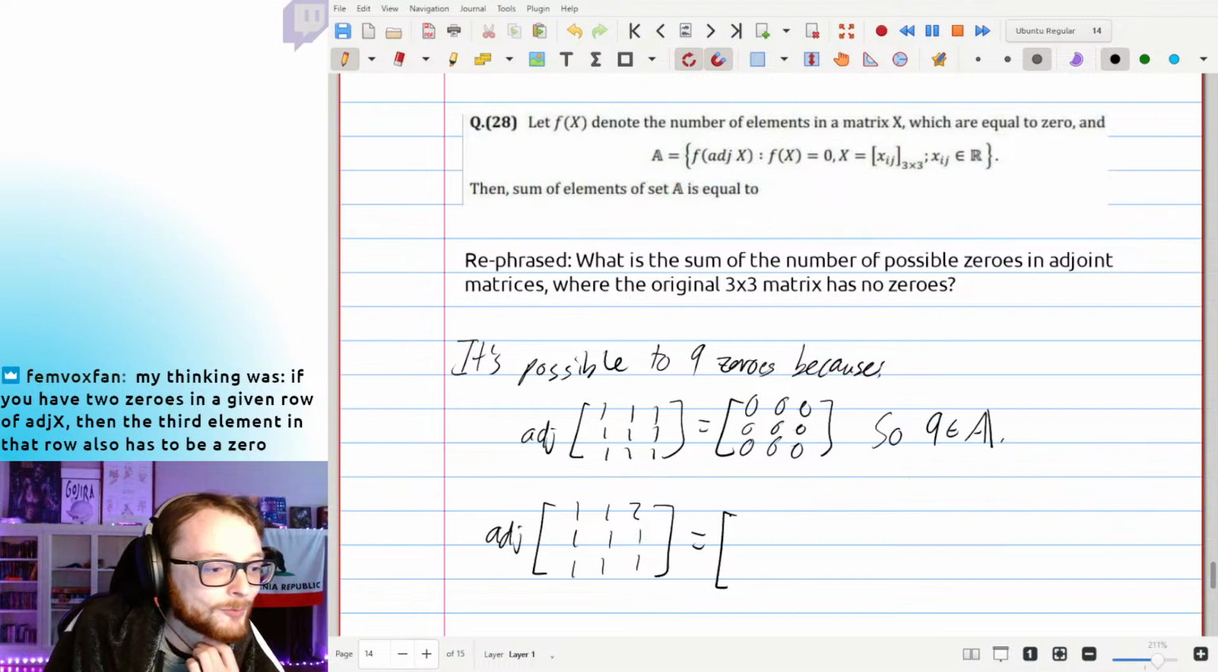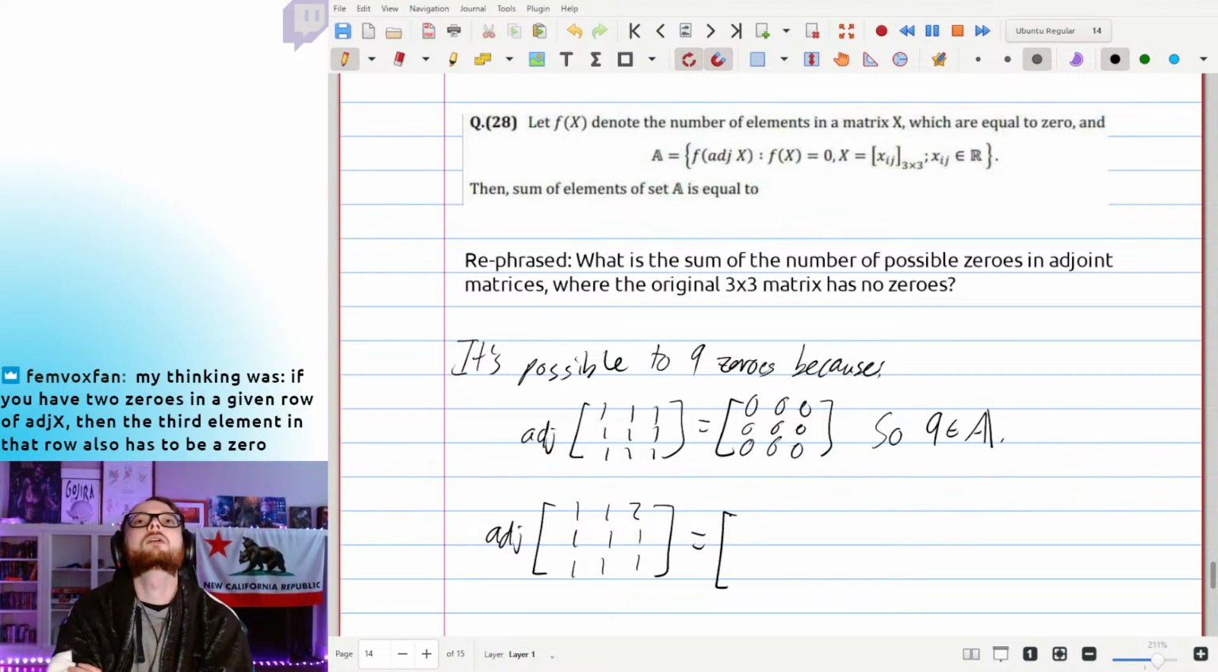I think if you have 2 zeros in a given row of adjoint X, that third element in the row also has to be a 0. You're looking at the result and reverse engineering what's possible. That's probably a better way of doing it.